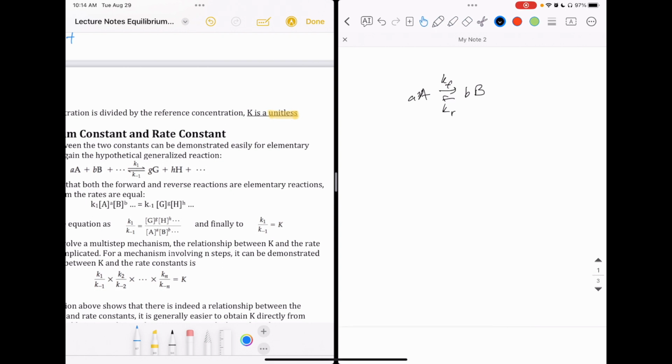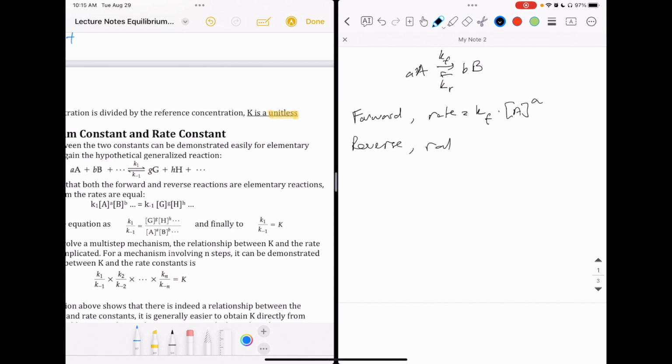And so let's write the equation for the forward rate, which is just going to be rate equals kf, since that's the rate constant, times the concentration of A raised to the power of little a, its coefficient. And why are we allowed to use the coefficients as order? Because it's an elementary reaction. Let's talk about the reverse rate. That will just be rate equals kr times B raised to the power of little b.